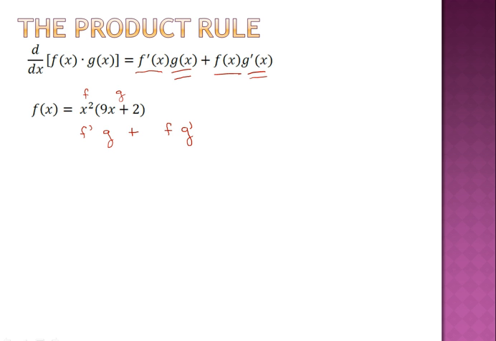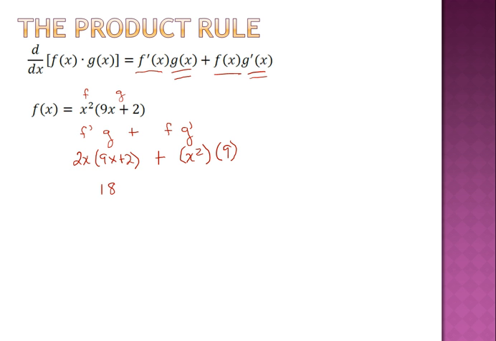And so I'm going to derive the first, leave the second one alone, add, leave the first one alone, and derive the second. So the derivative of f, derivative of x squared, is 2x. Let's leave g alone, 9x plus 2. Then we add, and we leave what we had for f alone, x squared, and we derive 9x plus 2, which is just 9.